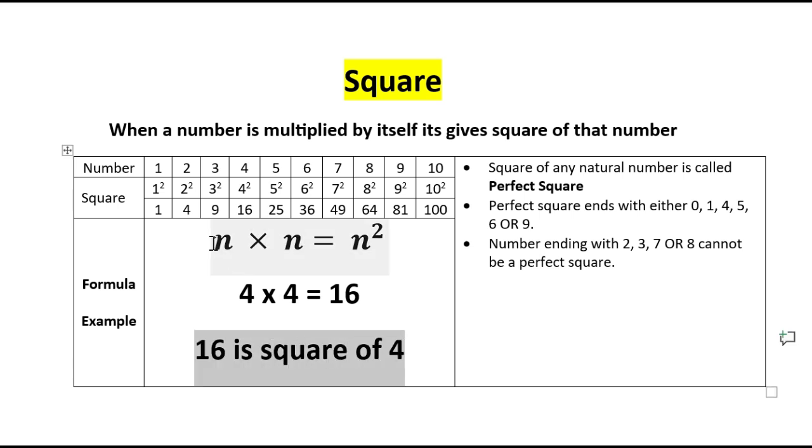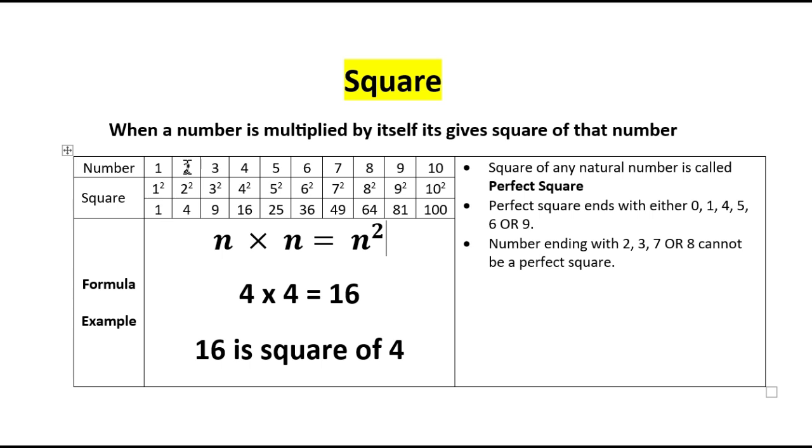And the formula we use says n into n, and the way we represent it is n square. So when the power is 2, it is a square of that number. So just take a look at a few other examples. The square of 1: 1 to the power 2 means 1 is multiplied by 1, so 1 into 1 is 1.